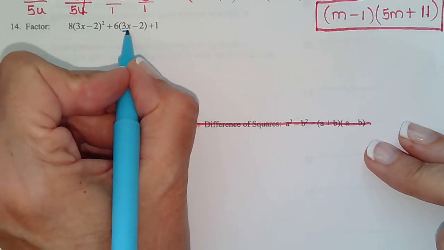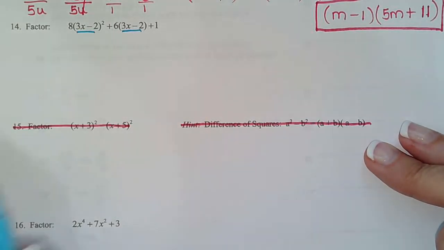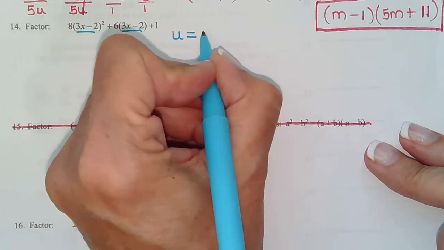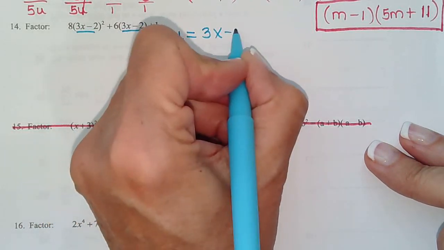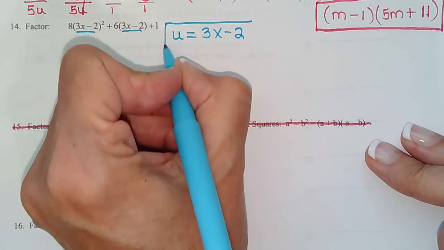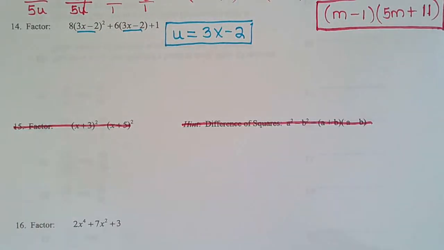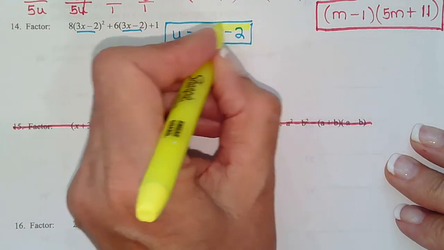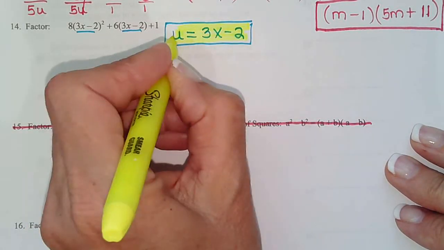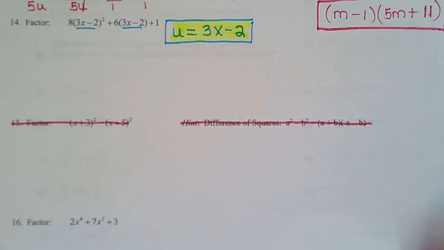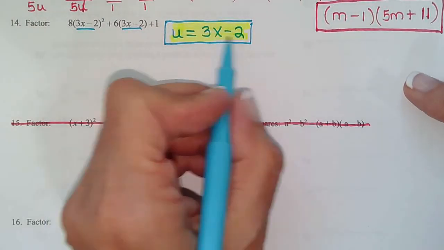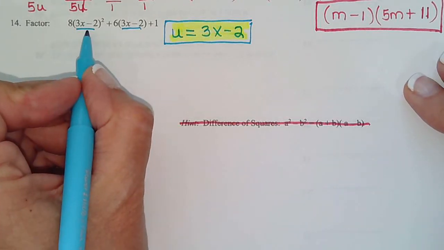Okay, so I see my repeated quantity is 3x minus 2, so that's going to be my u. U equals 3x minus 2. I'm going to put a box around it. I'm even going to highlight it so I don't forget. And we can use the space down here too, since we're not going to do that problem, so we can spread this out. So that means everywhere I see 3x minus 2, replace it with u.